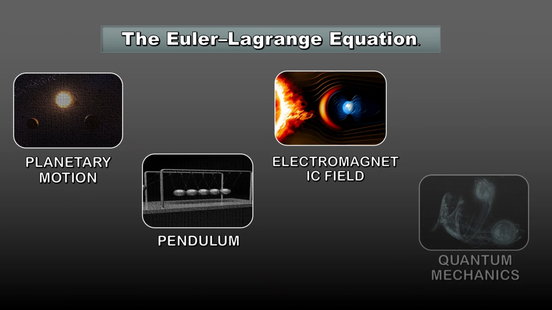What is action? Action is defined as the integral of something called the Lagrangian. The Lagrangian is written as L equals T minus V, where T equals kinetic energy, V equals potential energy. This concept was developed by the mathematician Joseph Louis Lagrange. Now we define action.